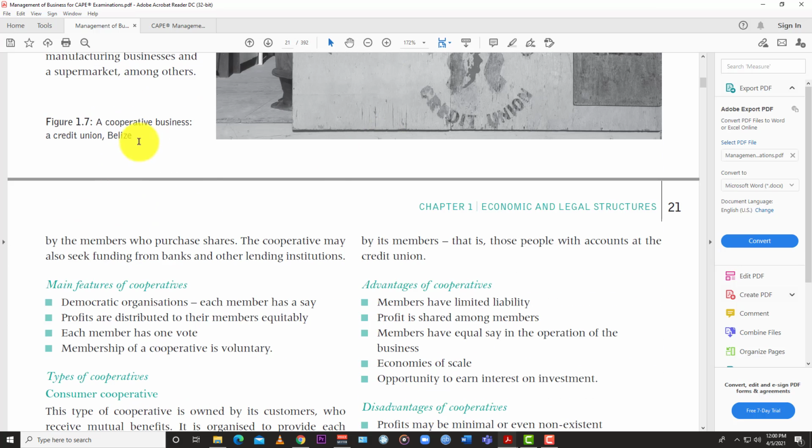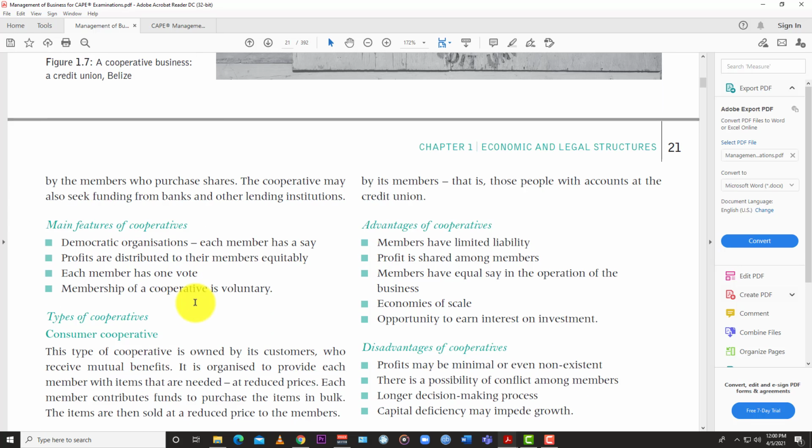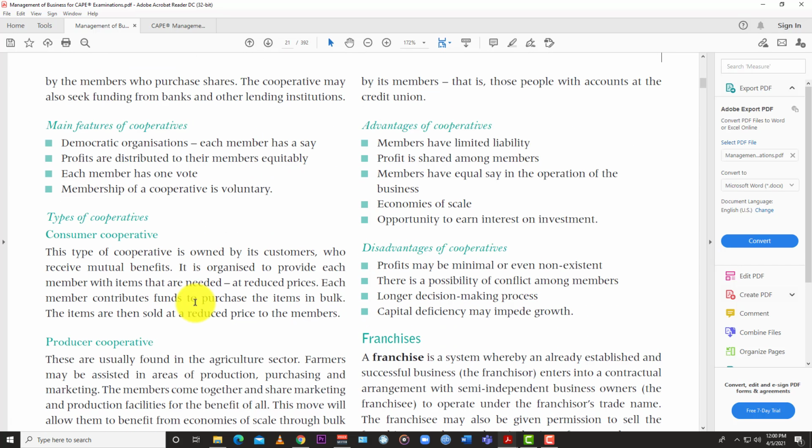And so we have some main features of a cooperative. Democratic organization. Each member has a say. If you've ever been to an annual general meeting for a cooperative, you see a lot of persons can stand up and say what they feel. Because you're a member, you bought shares, you have to buy shares to become a member, of course, and so you have a say in how things are run, how it is controlled. You're not going to be there day-to-day, but you can say who you want to helm the ship of the cooperative. So it's a democratic organization, each member has a say.